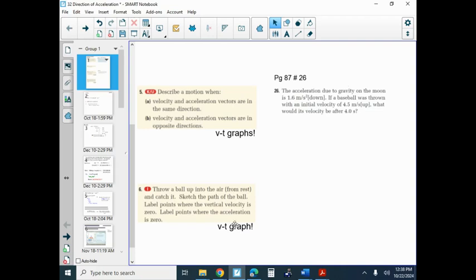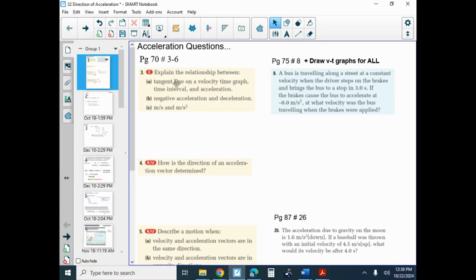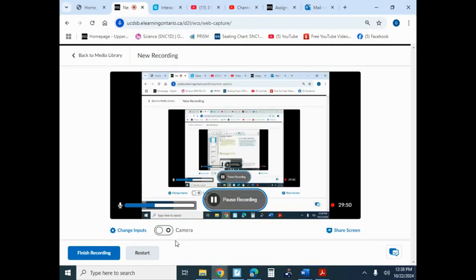Throw it up in the air and then catch it. Sketch the path of the ball. Label points where the vertical velocity is 0. I think they mean throw a ball up in the air. It's going to go up and it's going to go down, and then you're catching it. I already did part of it for you, I guess: the path of the ball. They want you to label points where the vertical velocity is 0. Label points where the acceleration is 0. Okay. So I'll leave that with you. Thanks for watching. See you later.